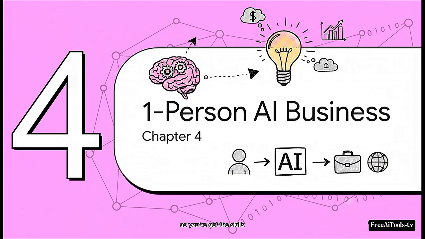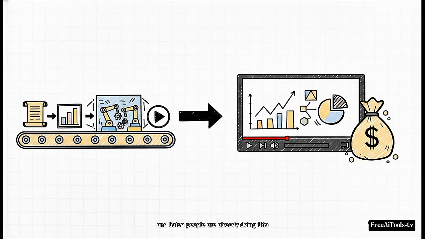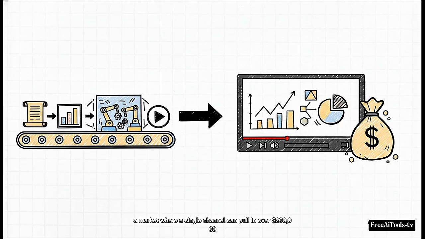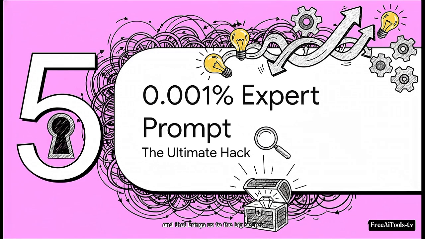So you've got the skills. But how do you turn this all into real-world value? Into money? Well, let's talk about the one-person AI business. And listen, people are already doing this. Take a creator like Ishan Sharma. He automates his entire content pipeline from scripts all the way to infographics. Or look at someone creating professional motion graphics for faceless YouTube channels, a market where a single channel can pull in over $200,000.